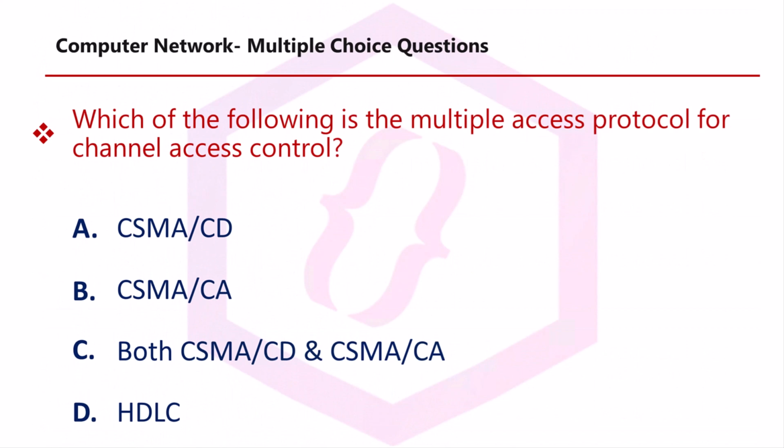Which of the following is the multiple access protocol for channel access control? Option A, CSMA-CD. Option B, CSMA-CA. Option C, both CSMA-CD and CSMA-CA. Option D, SDLC. And the correct answer is option C, both CSMA-CD and CSMA-CA.